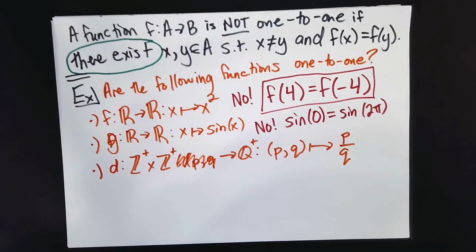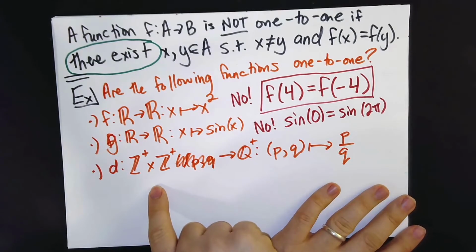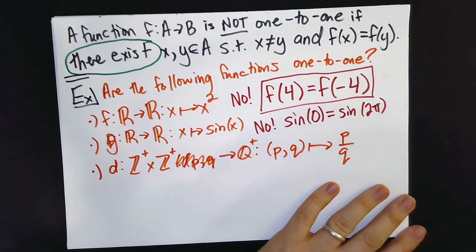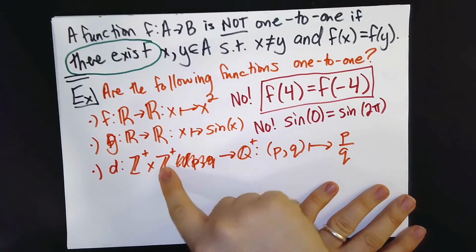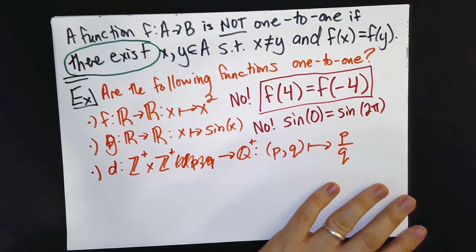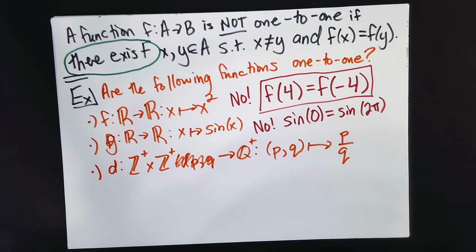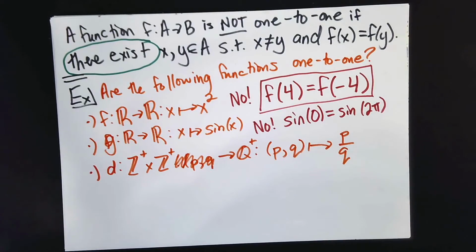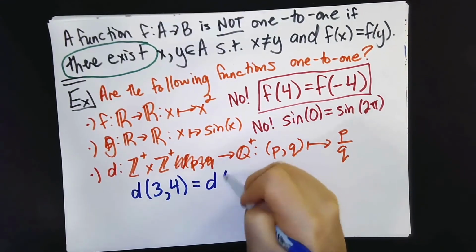So, is this one-to-one, or is it not one-to-one? In other words, what I'm asking is it possible to find two inputs to this function that map to the same place? Or is it true that no matter what pair of inputs I put in here, as long as they're different, I'll get something different out? And in fact, I think you will figure out, if you think about it carefully, that d is not one-to-one. For example, I claim d of 3, 4 is the same thing as d of 6, 8.